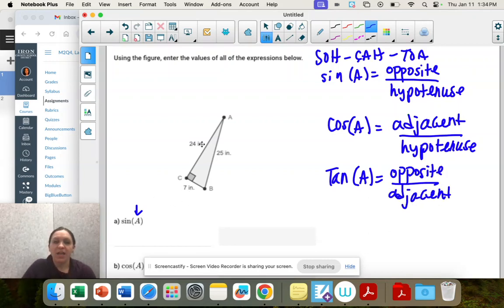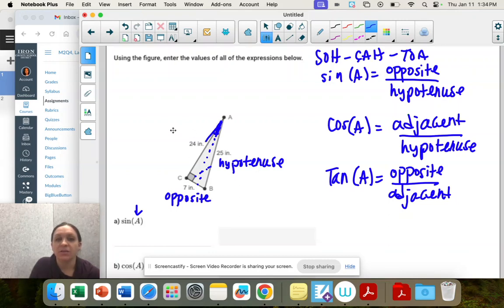So let's start with A and label our sides. Always start with the hypotenuse. It's the one that doesn't change. It's across from the right angle, so this is the hypotenuse. Across from the actual angle that we're looking at is the opposite. And then the side next to it is the adjacent.